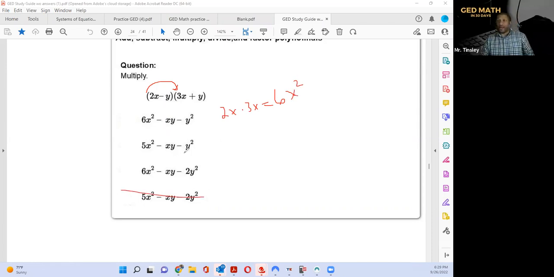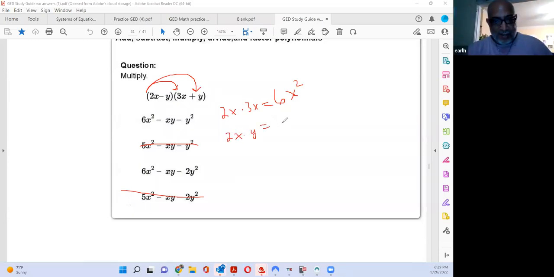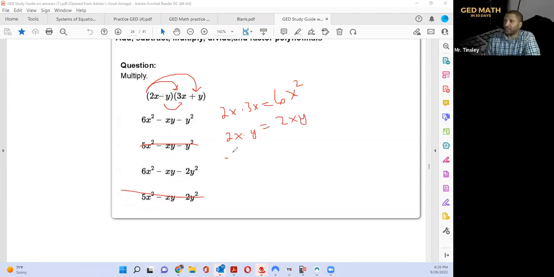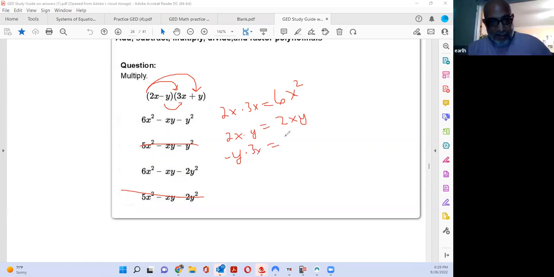So right away, I know it can't be B or D. So even now, I've got a 50-50 chance, right? But let's go through the whole thing. Now, what's 2x times y? 2xy. What is minus y times 3x? Minus 3xy.